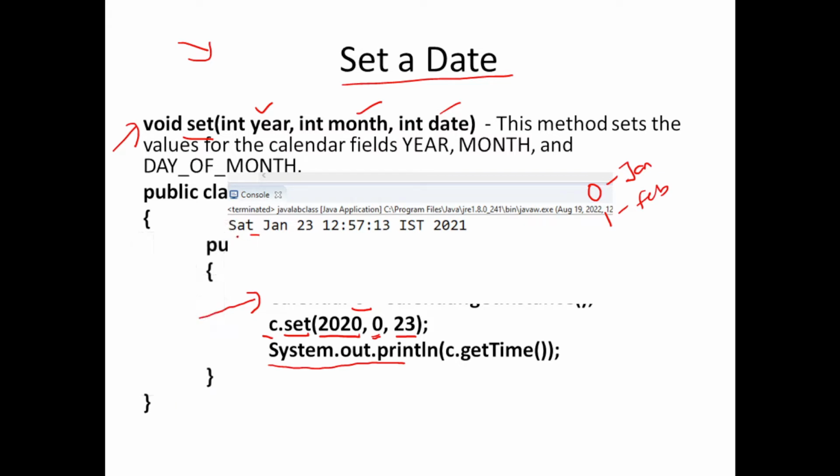So you can see what date you have set: Saturday, January, year is 0, and 23rd is the day we have entered. So that is how you set a date, and there is also a time being set along with the date. That will be the time when you're trying to set this date. That will be the system time.